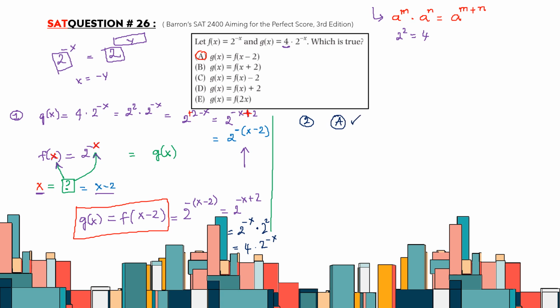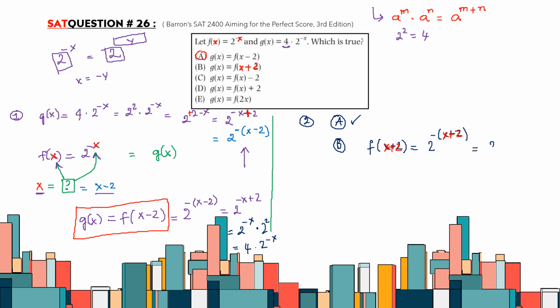How about if they start with choice B first? If you plug in choice B, what do you have? f of x plus 2 will be equal to 2 to the power of negative x plus 2. Whenever you see an x, you plug in the given value inside. See that x plus 2? That is the x value. Okay, now we continue on that one.